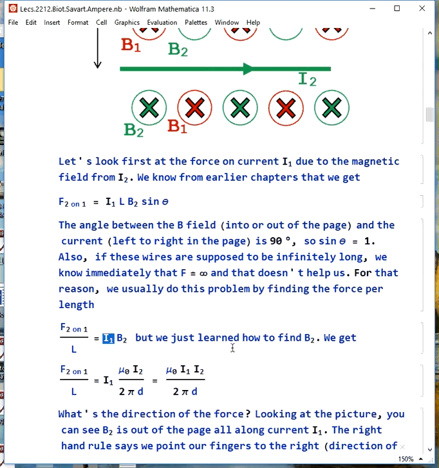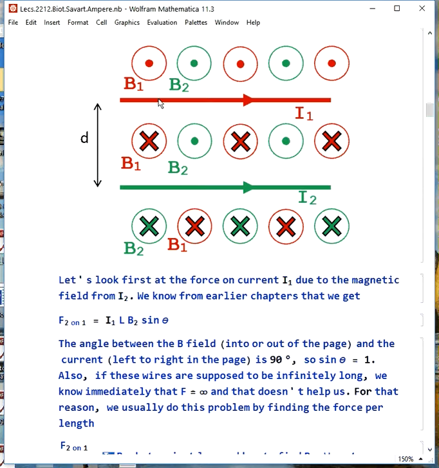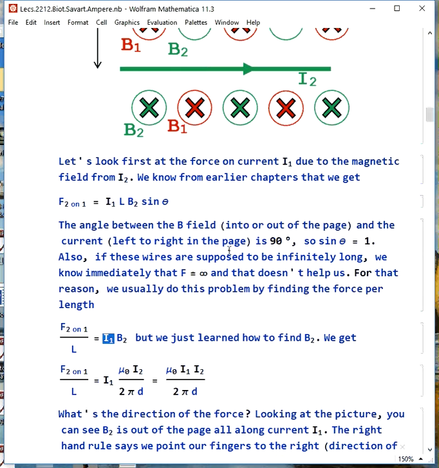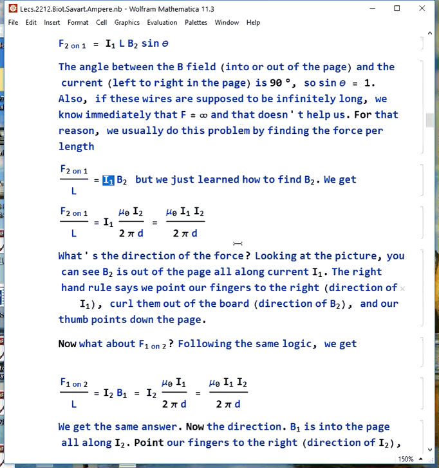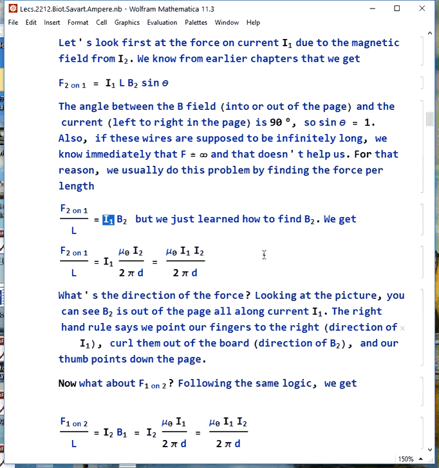What's the direction of the force? Well, we see here we can take the fingers of your right hand, point them in the direction of I, which is to the right, and then they have to curl into the direction of the B field, which is out of the page. For your fingers to point right and then curl out of the page, your thumb will be pointing down. That means it'll point towards the other wire.